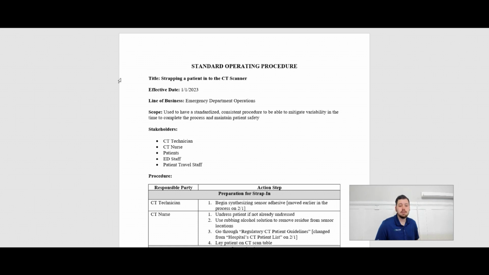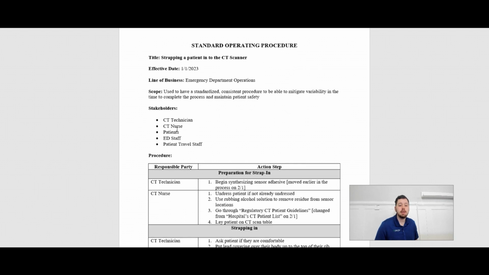So obviously we have a title here. What we're going to be talking about is the actual process of strapping a patient into a CT scanner. An effective date, so this is important to be able to say, okay, this is when we said this process is starting. That's really key, and to be able to say a timeline of this process if you've made changes over time. The line of business where this is primarily going to take effect. And then the scope. The scope is really going into what's the purpose of this process, why is it important, why is it key to this entire process and getting the desired outcome.